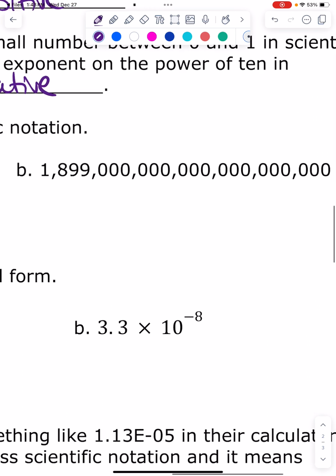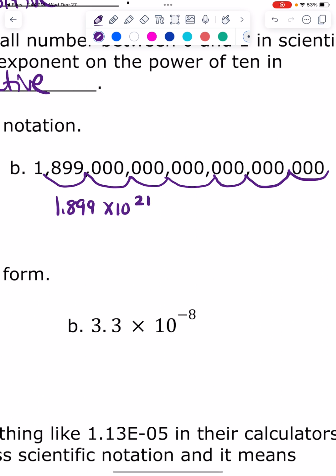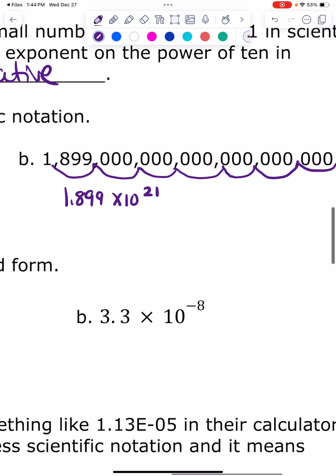Example B. I need to move until I'm at a number between 1 and 10. So I'm going to do big hops here. I'm going to go by 3s: 3, 6, 9, 12, 15, 18, 21. So it's 1.899 times 10 to the positive 21 because we have a very large number. Again, 1.899 is a number between 1 and 10.